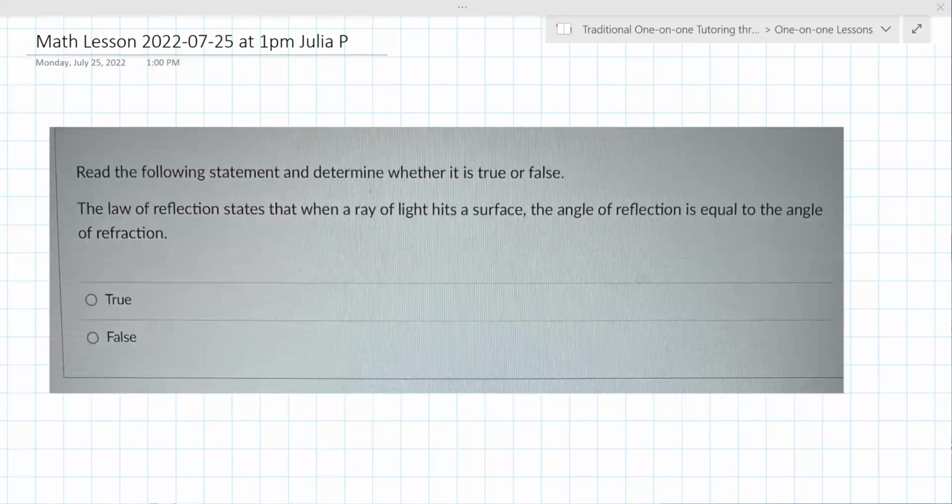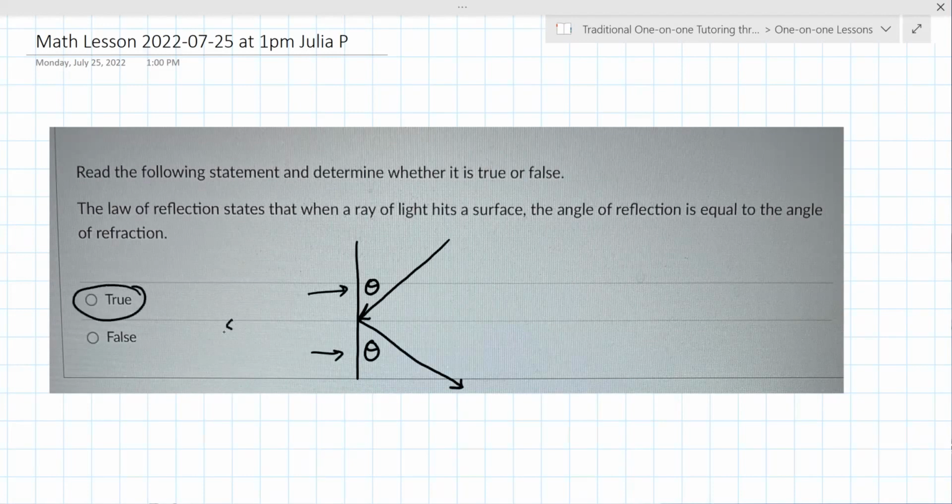So it says the law of reflection states that when a ray of light hits a surface, the angle of reflection is equal to the angle of refraction. So what I take this to mean is you have a ray that hits a surface, and there's an angle, some angle. It bounces off, and the angle that it leaves at is the same. These are supposed to be the same.